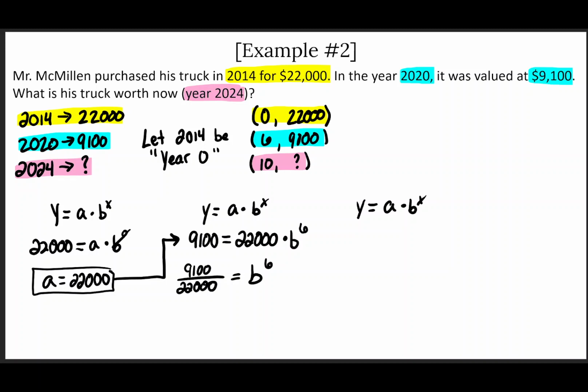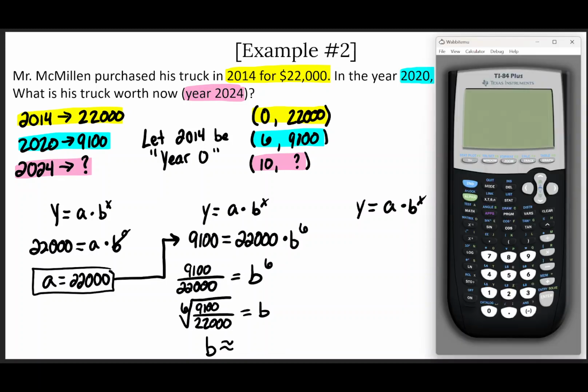6th power, we need to do the 6th root of both sides. So it'll look a little scary for just a second. 6th root of 9,100 over 22,000. Who cares what that number is? We're going to calculate it. Now, it will for sure be a decimal, so I'm going to put this little approximation. Let's write down at least 5 decimals. The more you write down, the better. It'll be more accurate when you get your final answer.